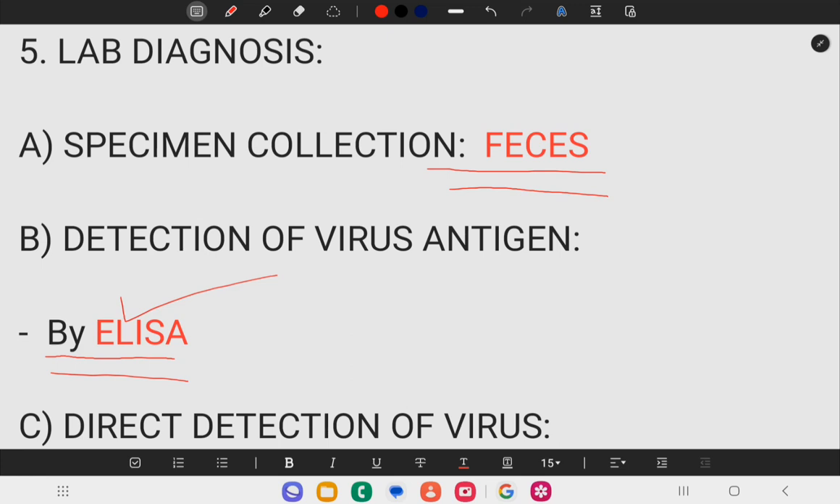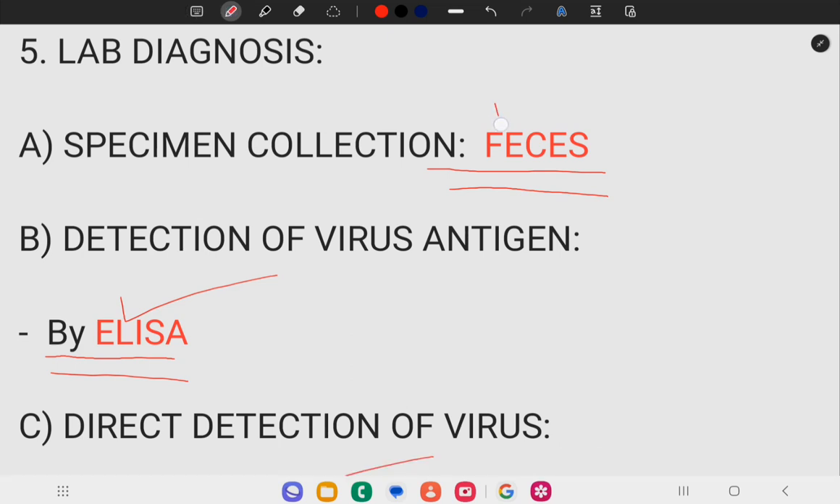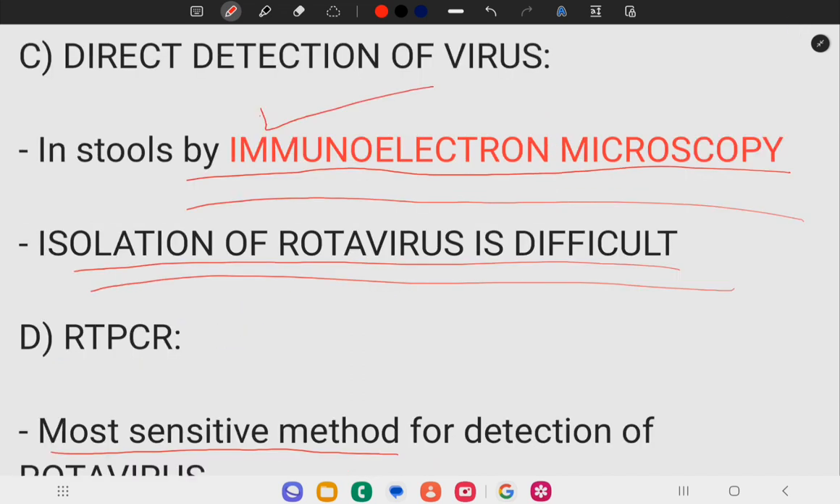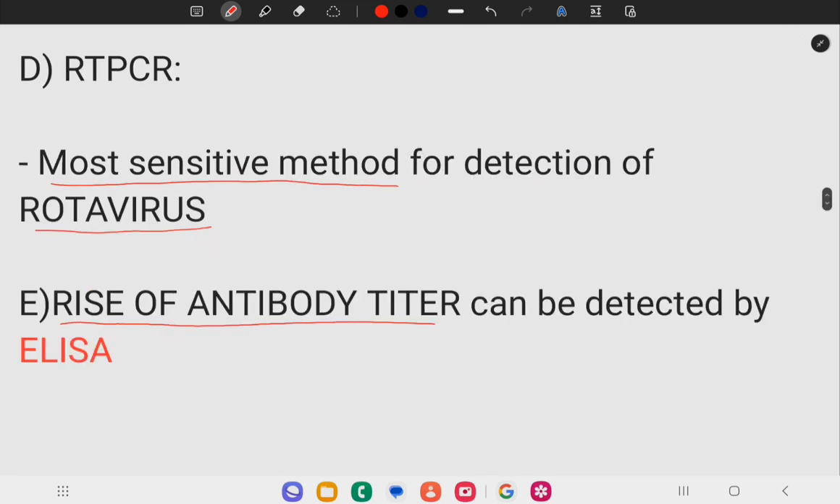I will quickly summarize it, then I will start the treatment. Specimen collected is feces and virus antigen is detected in stool by ELISA. Virus can be detected directly in stool by immunoelectron microscopy, and isolation of rotavirus is difficult, so it is very difficult to culture the rotavirus. The most sensitive method for detection of rotavirus is RT-PCR, and rise of antibody titer in serum can be detected by ELISA.